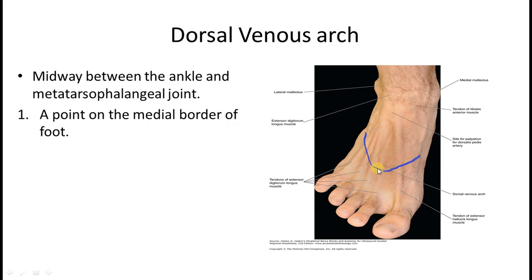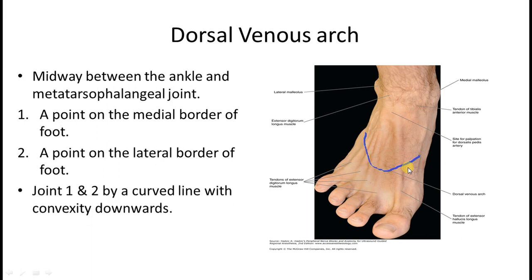At this level, you put a point on the medial border of the foot, and then another point on the lateral border of the foot. You connect these two points by a curved line with the convexity facing downwards. So the convexity is bending downwards. That will give the surface marking for the dorsal venous arch. Okay.